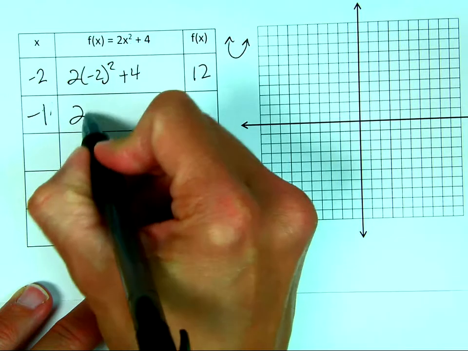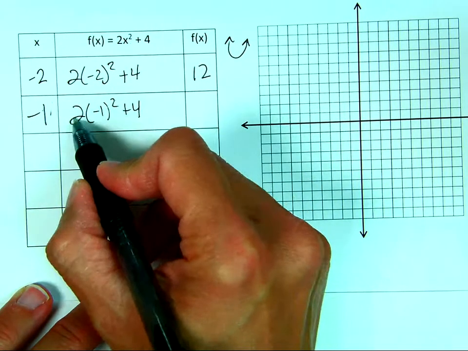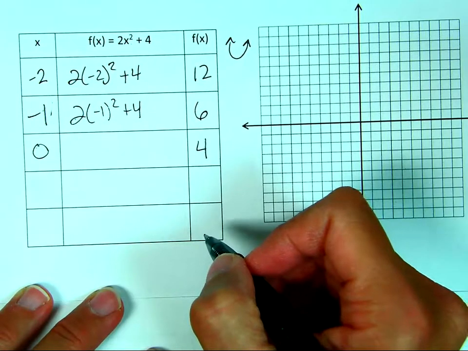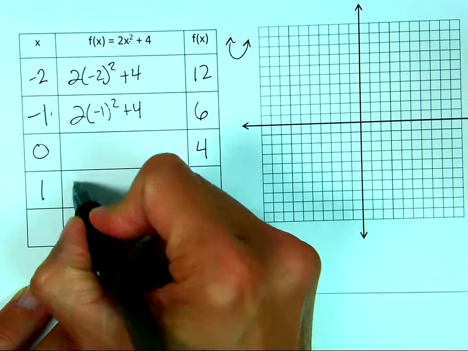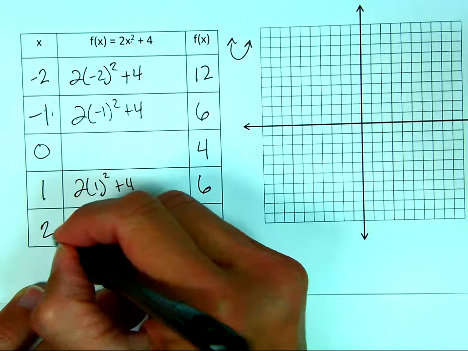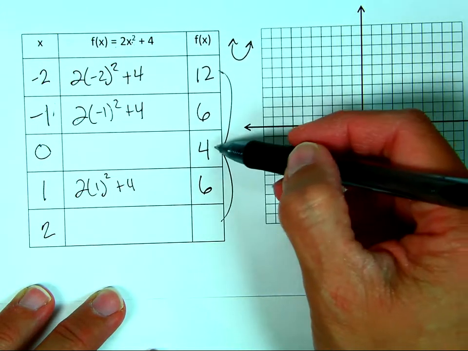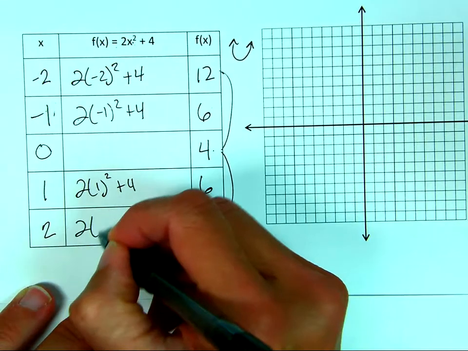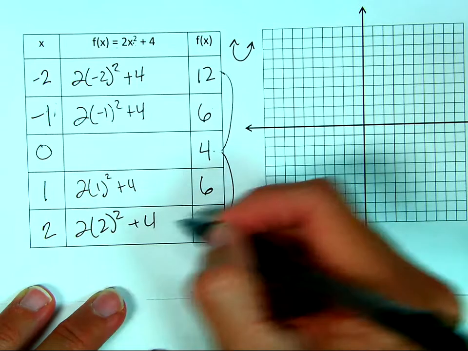When I go down to -1, I get 2 times -1 squared plus 4, and that's 1 times 2, so that gets me a 6. If I put a 0 in, I get a 4. If I put a 1 in, I get that 6 again because it's 2 times 1 squared plus 4. And in a parabola, once you find the vertex, it starts mimicking the other side, so it's symmetrical. See, I have the 4, this is my vertex, and then I have 6, and this is probably going to be 12, because 2 times 2 squared plus 4. Remember, we did that before. That's 8 plus 4 is 12.